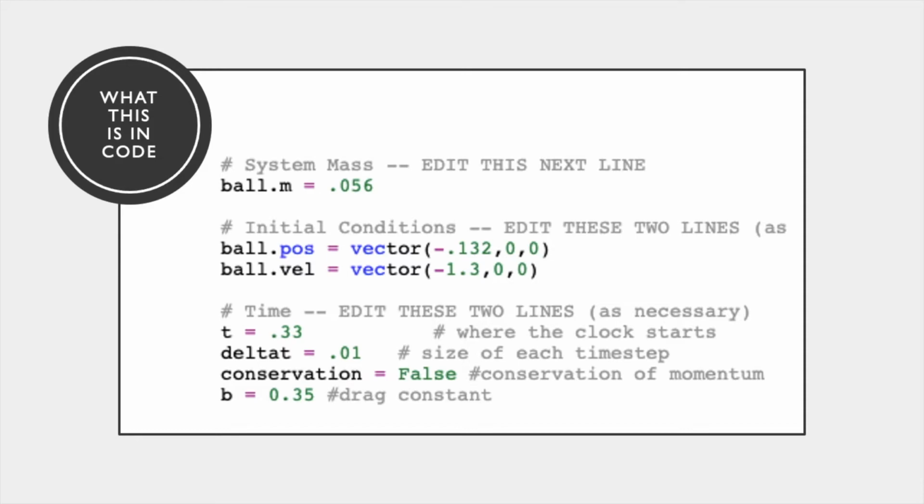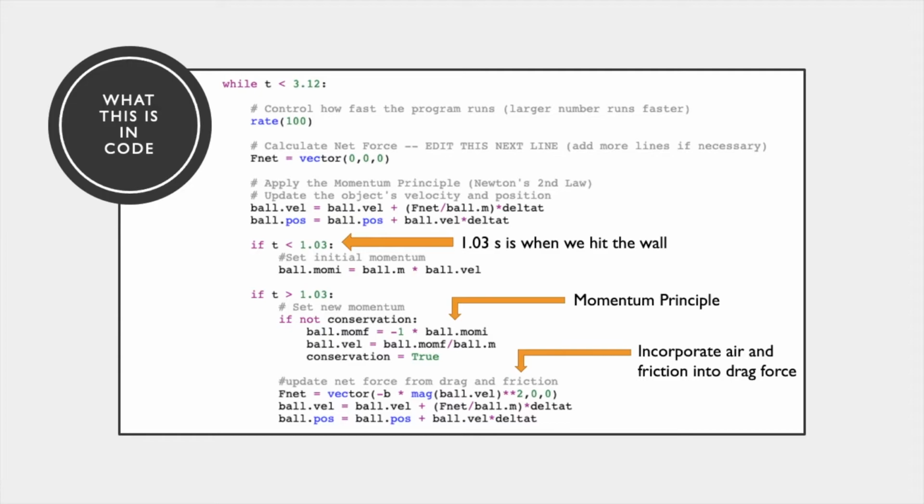Well, we set the mass to our values. We set the initial position and velocity, as well as the initial time step and the size of each time step. Then we set a conservation value to false, so that means that the initial momentum will stay. And then we set the drag constant to 0.035, which is similar to air resistance and friction on a ball on hard surface of wood. With these values, we then set the initial net force as equal to 0 because we had constant velocity. Then we updated the velocity and position based on this.